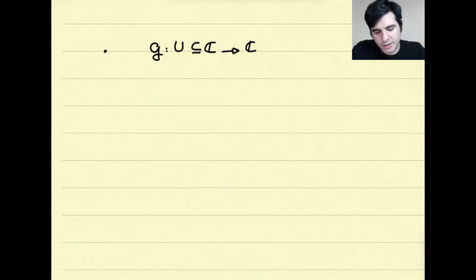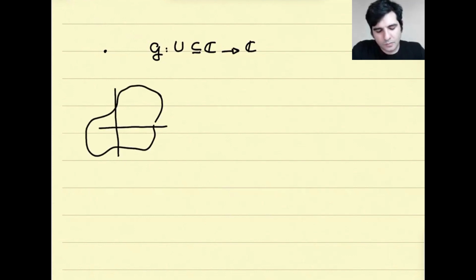Now, what is the analogue of the theorem we saw earlier? This would be the question. Suppose a function g is given either on C, so it's a function from C to C, or it's given on a subset of C. So maybe U is a domain inside C, let's say a bounded domain, and then we have the function g from U to C.